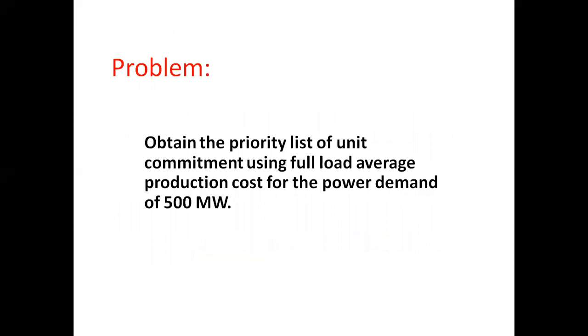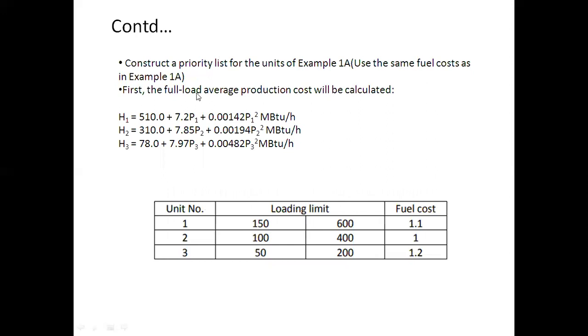So a problem that we are given: obtain the priority list of unit commitment using full load average production cost for the power demand of 500 megawatt. Our power demand is 500 megawatt. Let us take the same example where H1, H2, and H3 are given by the net heat rate in MBTU per hour for unit 1, unit 2, and unit 3.